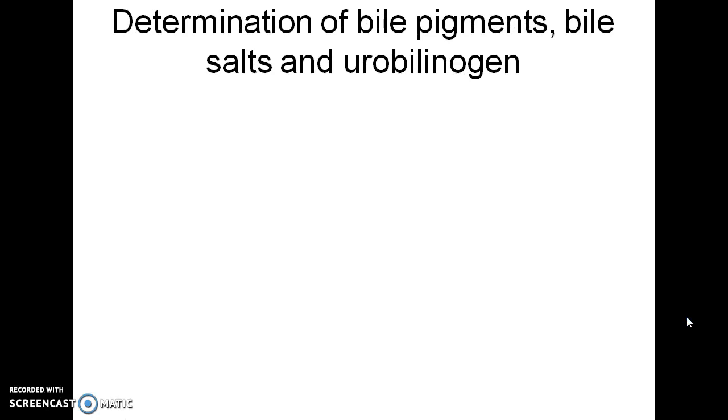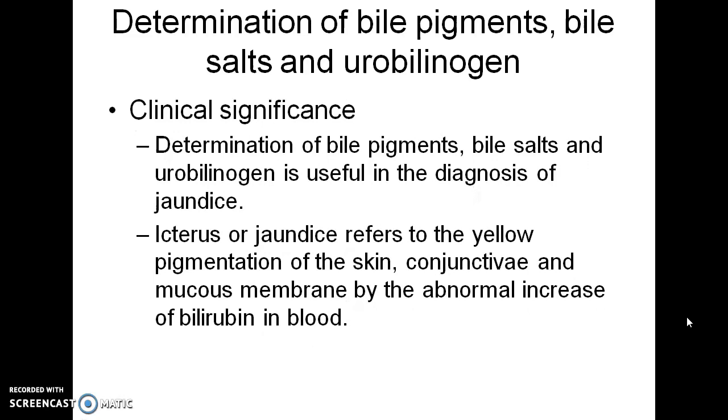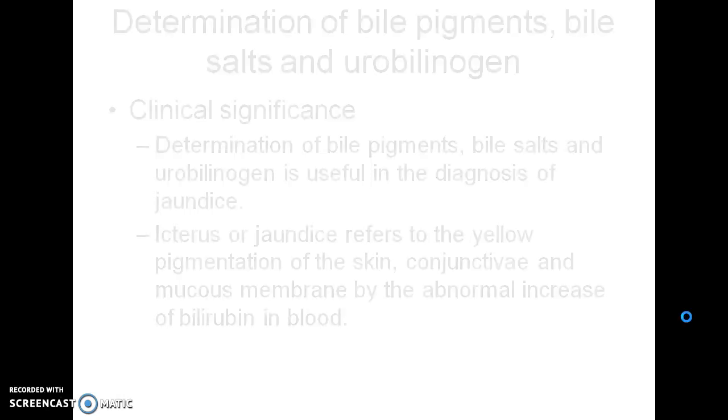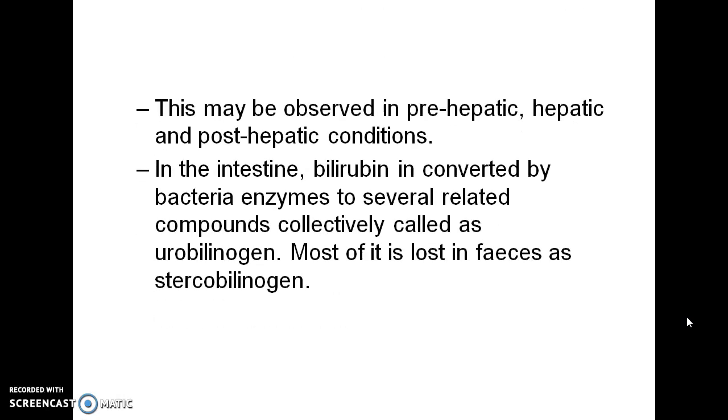Determination of bile pigments, bile salts and urobilinogen. The determination of bile pigments, bile salts and urobilinogen is useful in the diagnosis of jaundice. Icterus or jaundice refers to the yellow pigmentation of the skin, conjunctiva and mucous membrane by the abnormal increase of bilirubin in blood. This may be observed in prehepatic, hepatic and posthepatic conditions. In the intestine, bilirubin is converted by bacterial enzymes to several related compounds collectively called urobilinogen. Most of it is lost in feces as stercobilinogen.